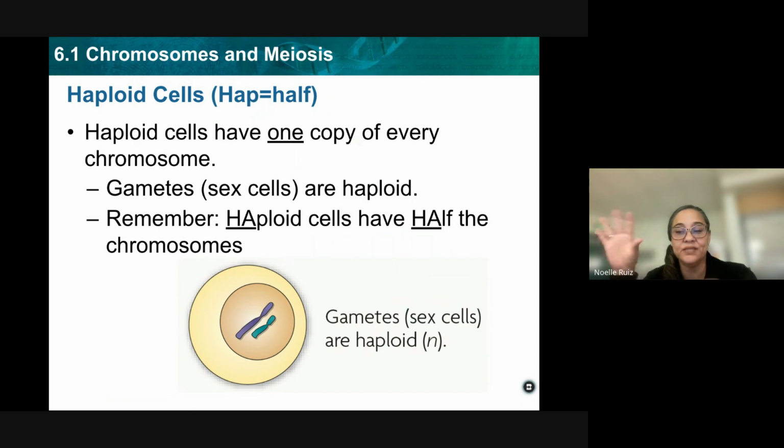So body cells are diploid. They have all 46. Gametes are haploid. They only have 23. And that process where our body cuts that number in half is called meiosis, and that's what we're going to be talking about next week. But our body does this for us. It cuts that information in half so that our children don't have too many chromosomes, because that leads to trouble.